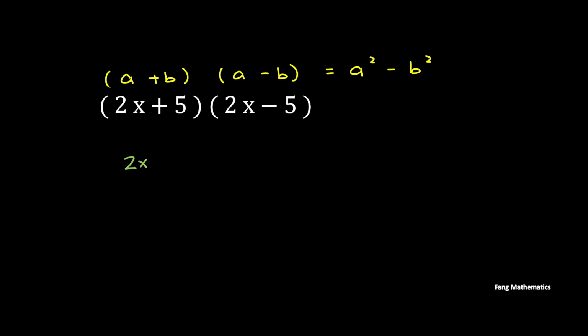So 2x, and together inside the parentheses, a squared minus b squared. In place of b, you put the 5. So b squared is 5 squared. By removing the power, I believe you should get your answer as 4x squared minus 25. And that should be your final answer without doing the middle steps.